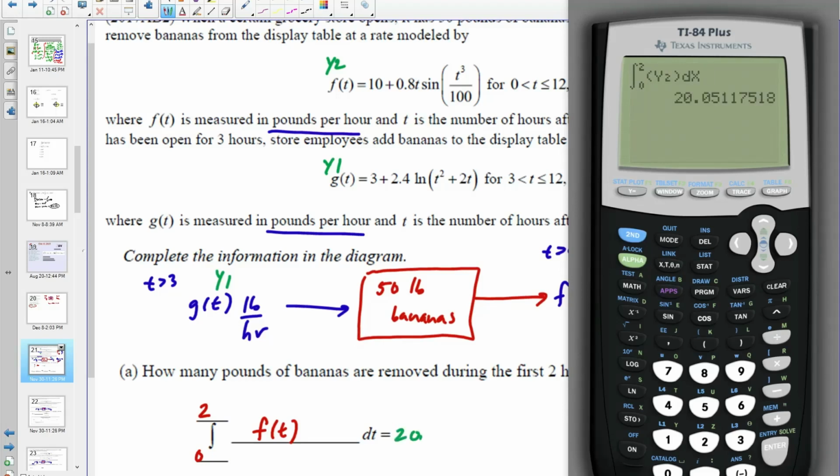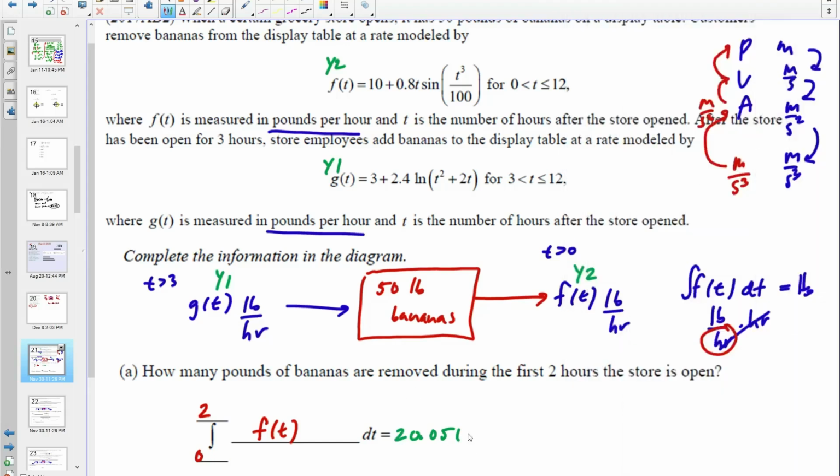20.051. I need 3 decimal places. I can round or I can truncate correctly, and according to this problem, it's the same whether you round or truncate correctly. You don't need to put units. Actually, don't put units unless you have to. I don't need to put units here because it's not requested, but if I did, it would be pounds.